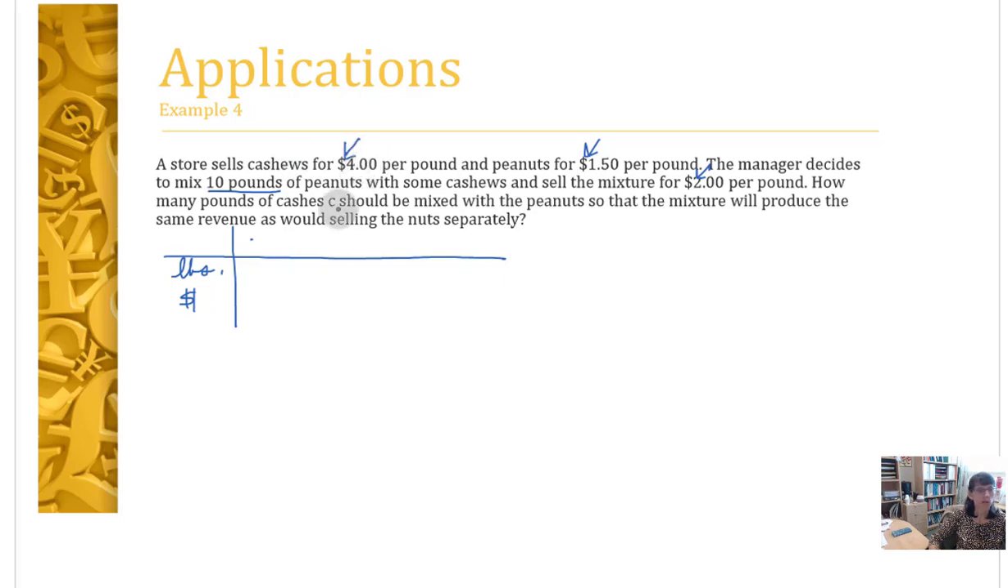The cashews sell for $4, and the peanuts sell for $1.50. So I'm going to mix cashews and peanuts to get a total.